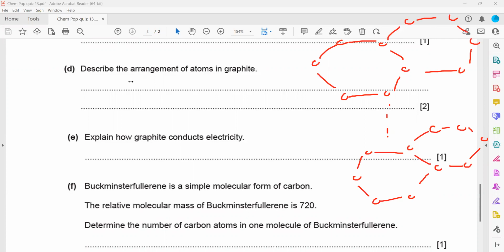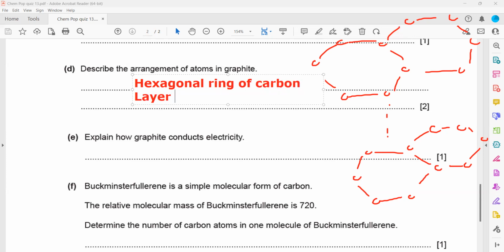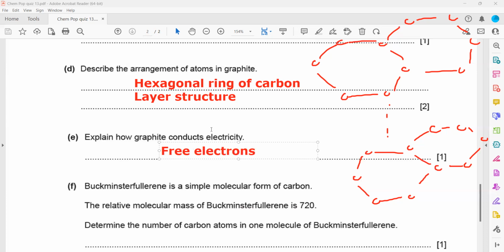How are the marks distributed? One mark is for mentioning the type of ring. Hexagonal, you can say, or you can mention a ring of carbon. If you mention the term ring of carbon, that is also fine. And the second mark is that it has a layer structure, like the structure consists of layers. Why can graphite conduct electricity? What is the reason graphite is a conductor? Because it has free electrons or delocalized electrons in the structure. That's why graphite can conduct.